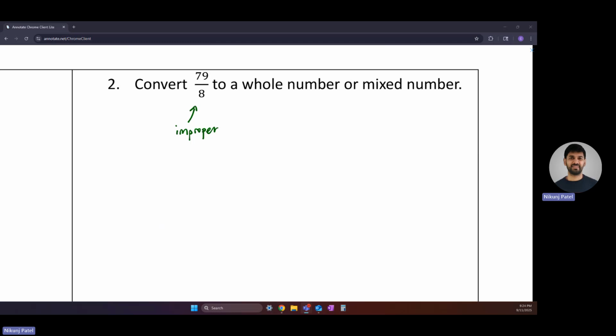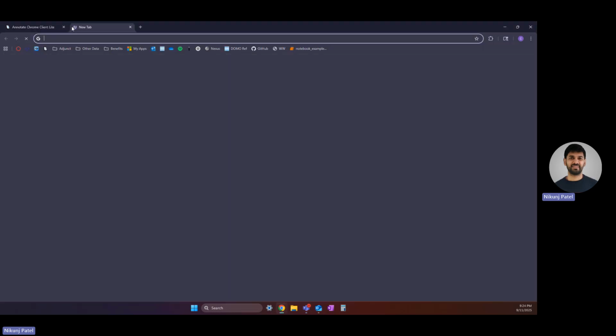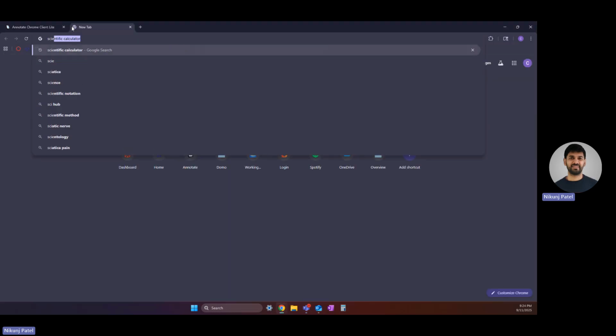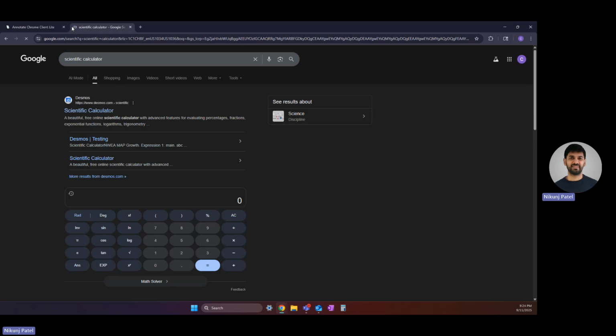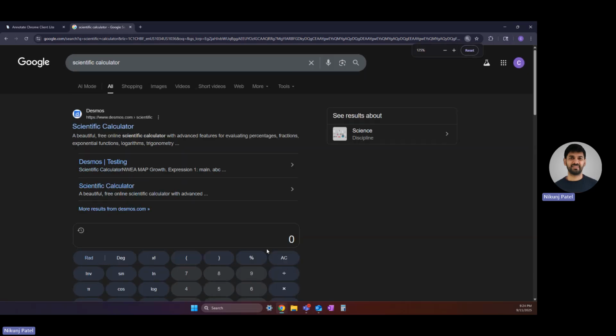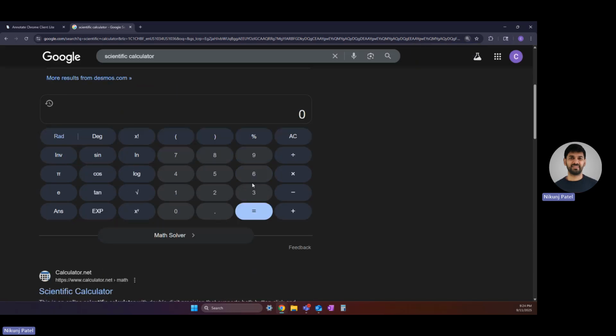Now, on the exam, you'll have access to a scientific calculator. So, as you're studying, you can use any scientific calculator. I would recommend using the one that just shows up right here on Google when you just Google the words scientific calculator and you see this scientific calculator right here.